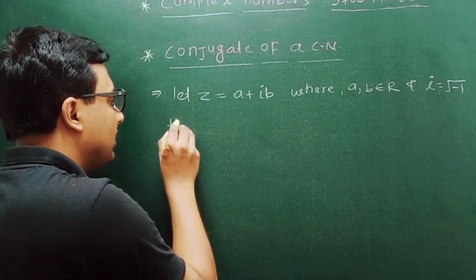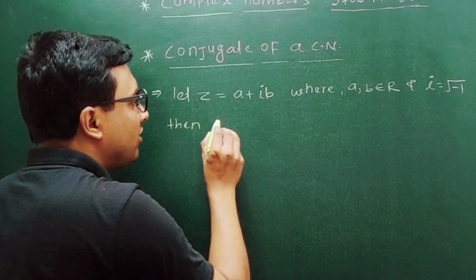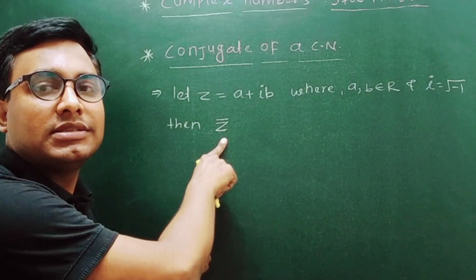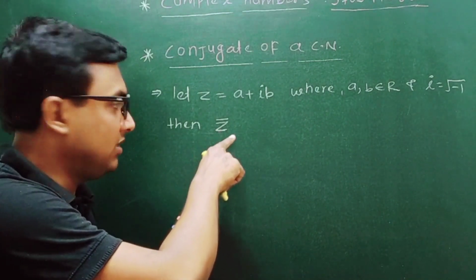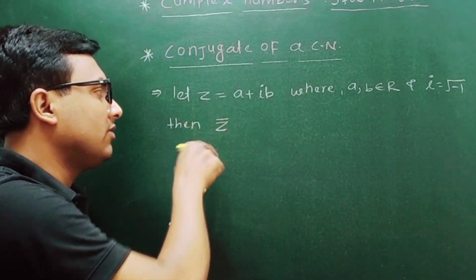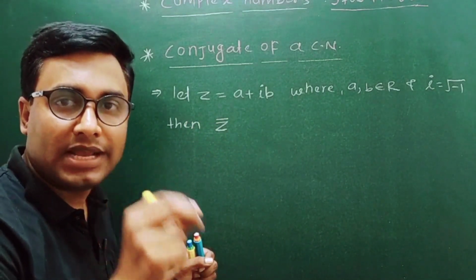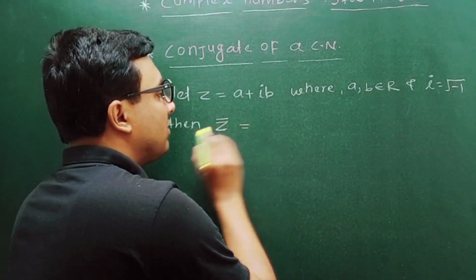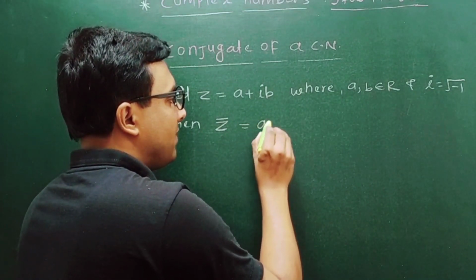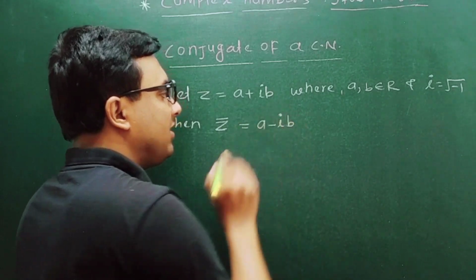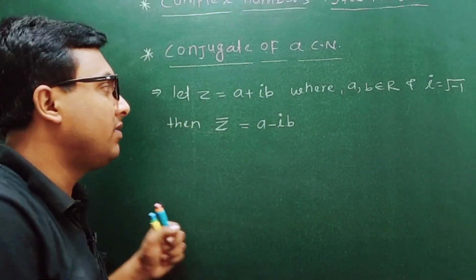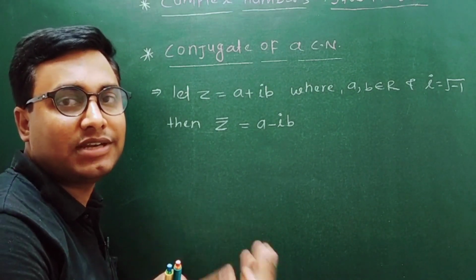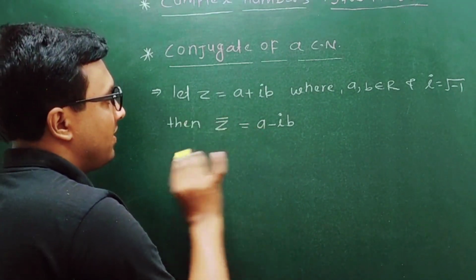Then conjugate of z is denoted as z bar. What is this? This is z bar. It is denoted by z bar. Conjugate of a complex number is denoted by z bar. Clear? z bar is equal to a minus iota b. That means change the sign of the imaginary part of z. We get the conjugate of this complex number. Clear?